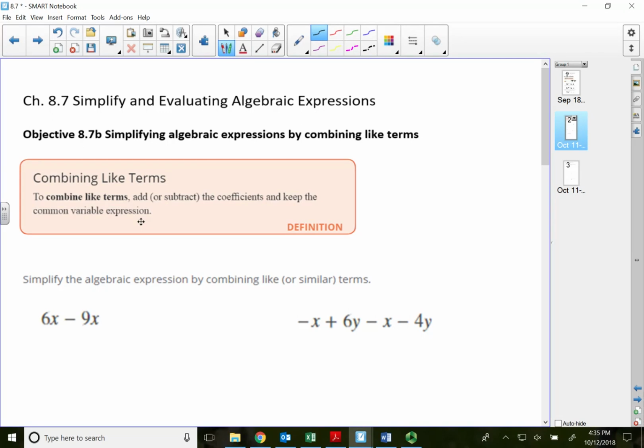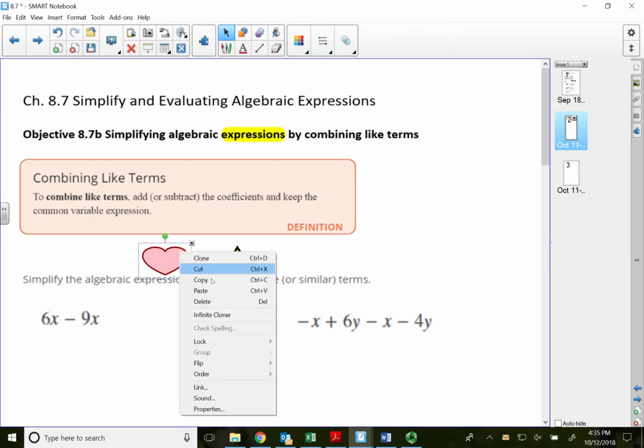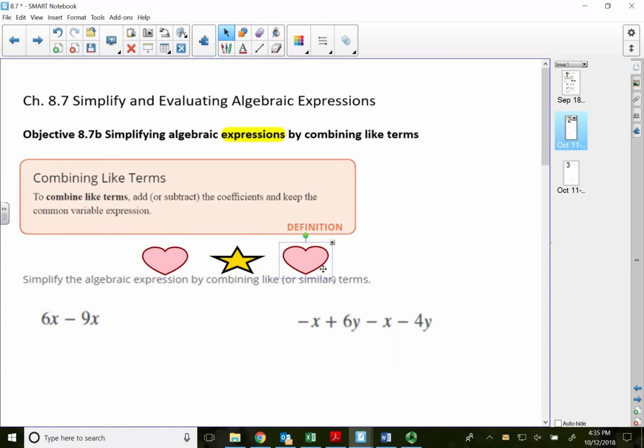Let me mention a word I used before. What's an expression? An expression is simply something made out of terms. Let me draw a picture real quick. If I have multiple terms together, all these terms together are considered an expression. Let's say here I have a heart and a star, and another heart back here. Together, these three terms are an expression.